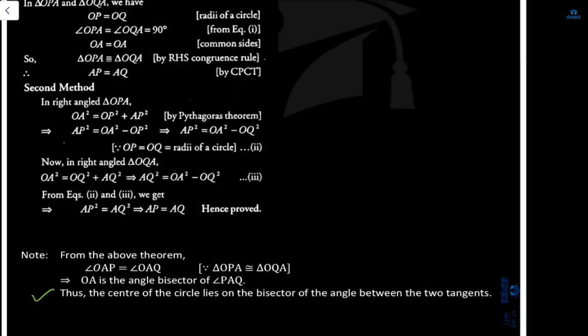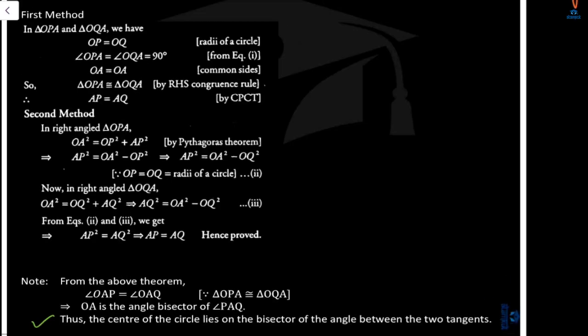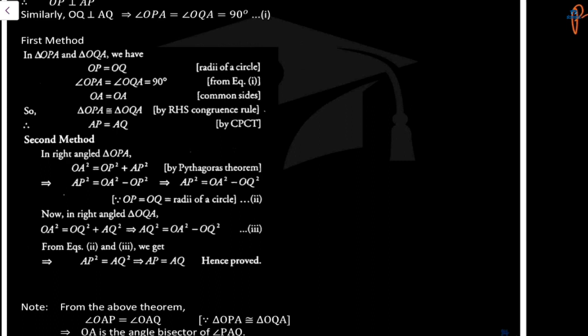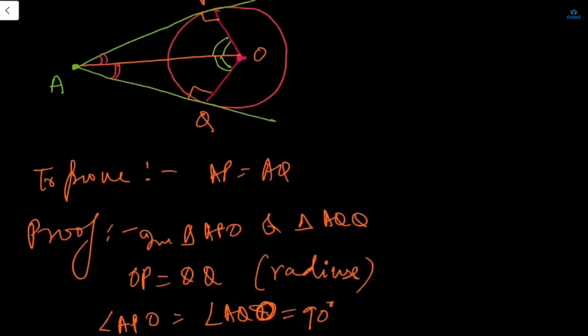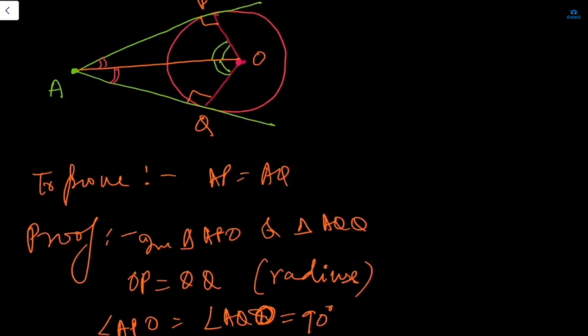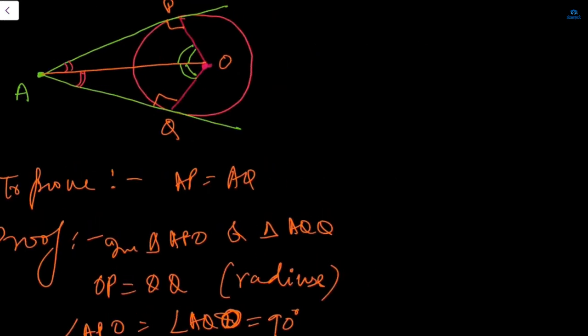And you have a second method also. This was the first method that I have explained to you. If you want to go with the second method, let's see the second method also. The second method is also easy. You can write any of the proofs.